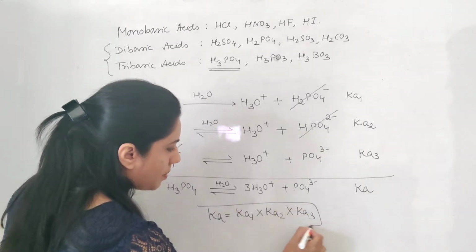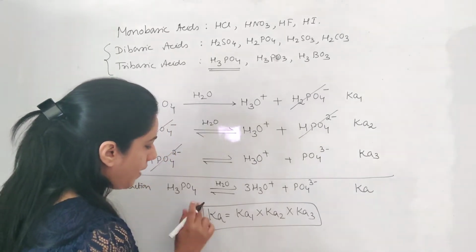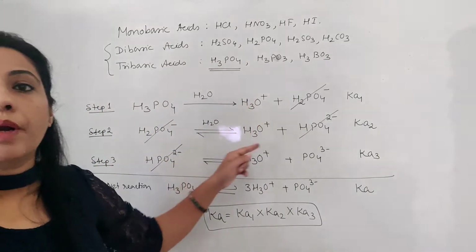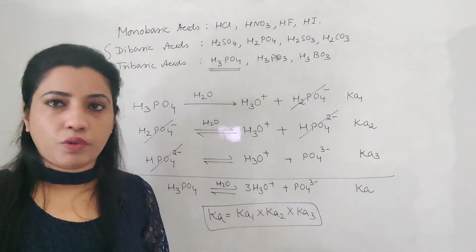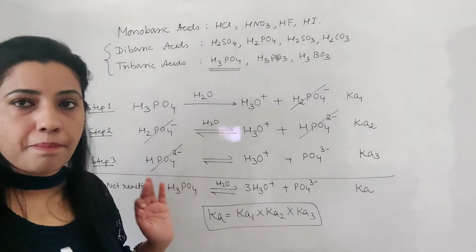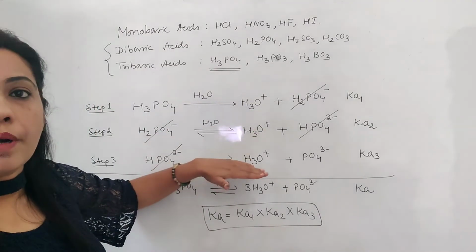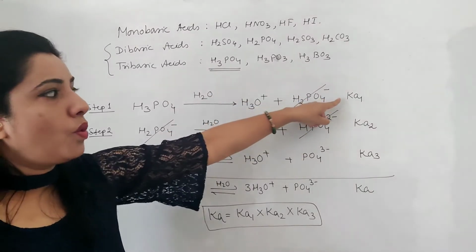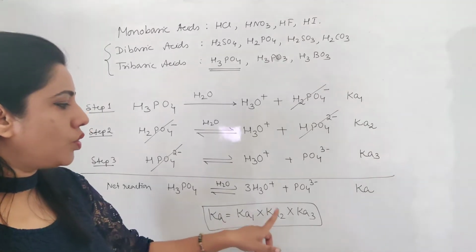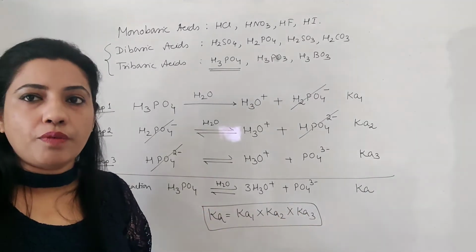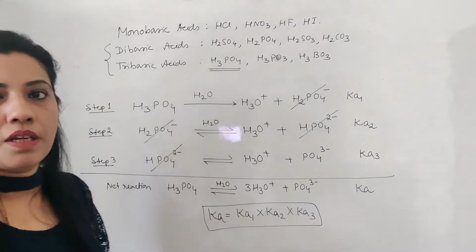This expression is experimentally found out that if an acid is dissociating in a number of steps, not in a single step, so this can be done for dibasic or tribasic acid. Both of the acids will be following this same pattern. So if they are dissociating in a number of steps and each step has its own equilibrium constant, then the overall equilibrium constant for this will be Ka1 into Ka2 into Ka3. That is a product of the equilibrium constants of each and every step. Copy down.